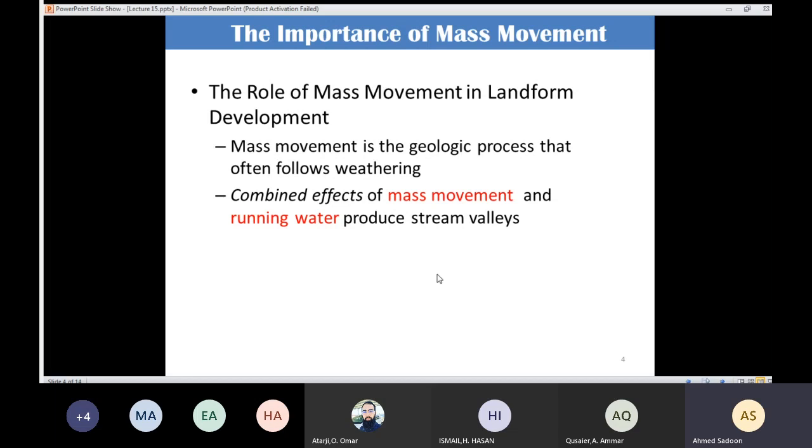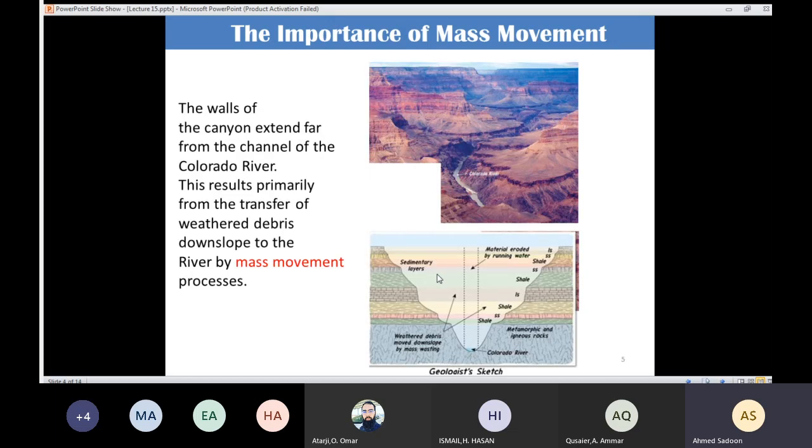In order to understand this, we can look at the Grand Canyon. The Grand Canyon is located in Arizona. And like you can see here, this is the channel of the Colorado River. And the walls of the canyon extend far from the channel. So the wall of the canyon is far from the channel. We could expect that the walls of the canyon should be here, not here.